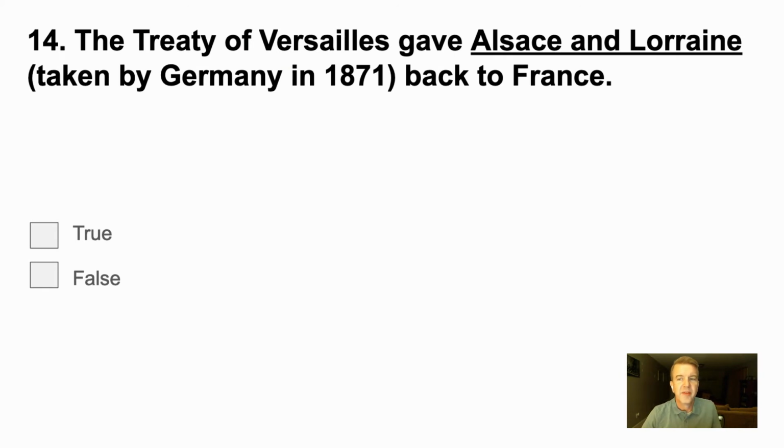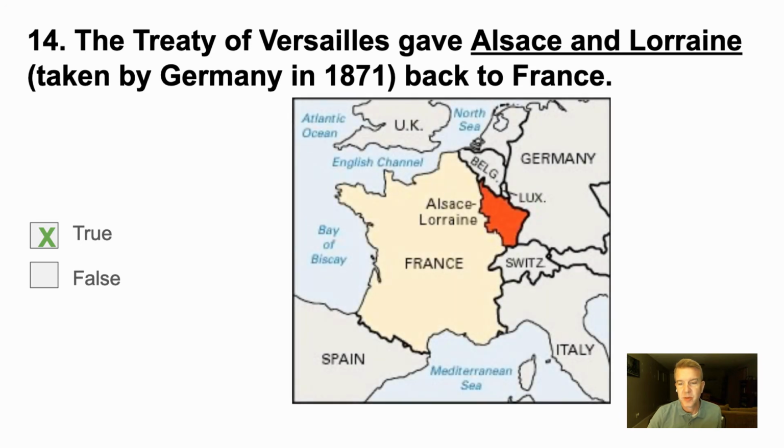The Treaty of Versailles gave Alsace and Lorraine, taken by Germany in 1871, that was in the Franco-Prussian War, back to France. That is true. This is the region that is Alsace-Lorraine here, highlighted in the sort of reddish-orange.